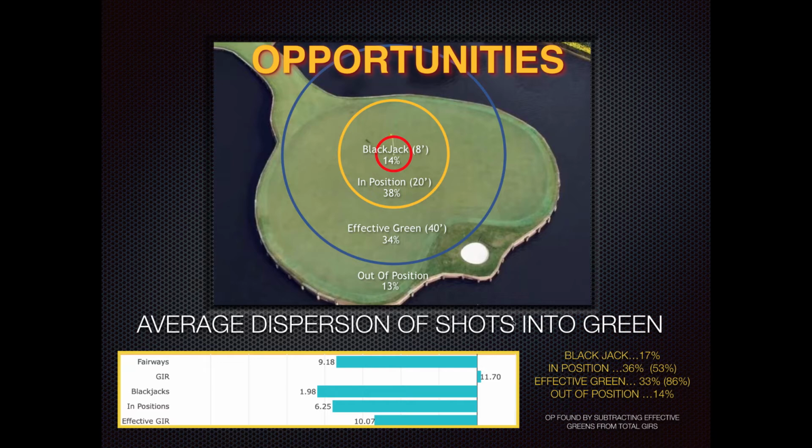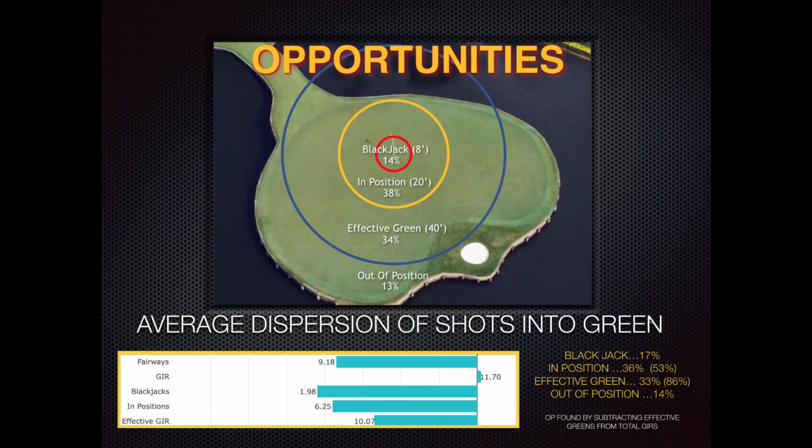Those would be each individual rings, not stacking. So we separated in position and blackjacks. If I come down here and look at the player inside the index, we actually average those together. So their in positions are showing blackjacks as well, because that's a subset. And their effective greens is showing their 20 feet and in, because the index is saying from the hole to blackjacks 8 feet, the hole to 20 feet how many you do, the hole to 40 feet, what do you do?